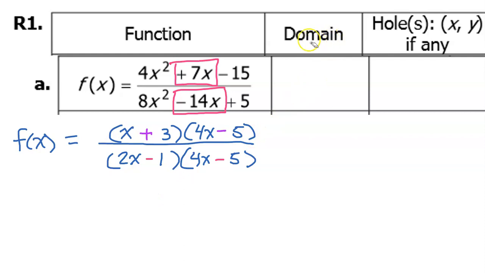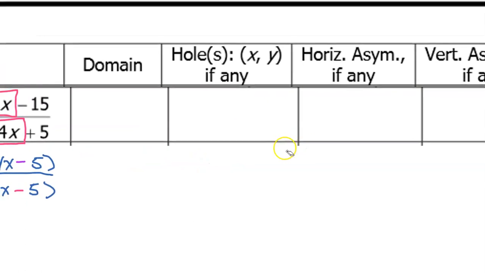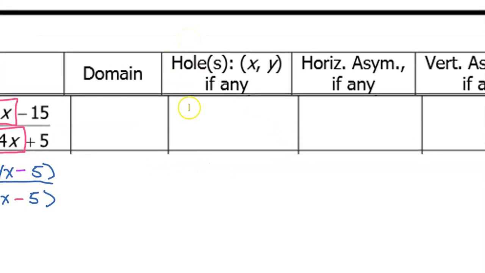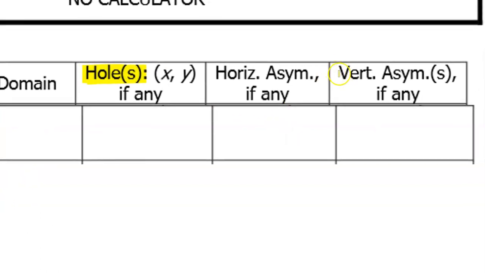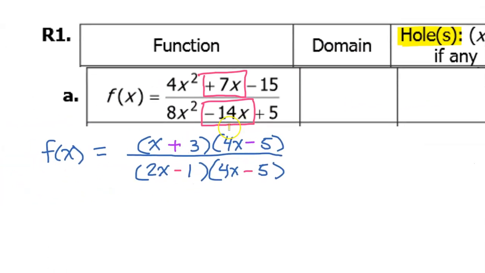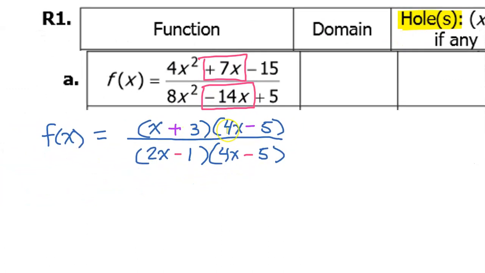All right, I'm going to do the domain last because the domain really depends on two things. The domain depends on any holes and any vertical asymptotes. So I'm going to need those first. So I'm sure you're noticing that we have this common factor in the numerator and denominator. This is where holes come from. When you have a common factor that will cancel out like this, this is when you're going to get a hole.